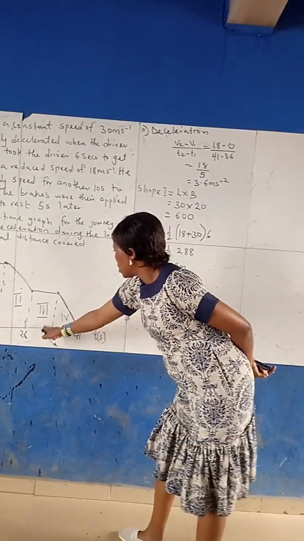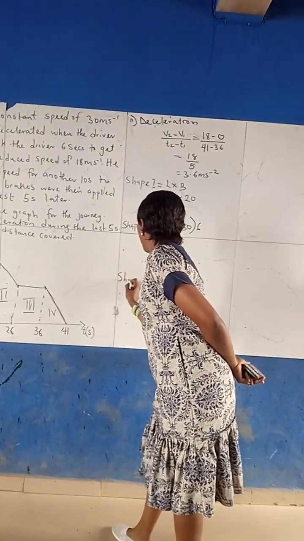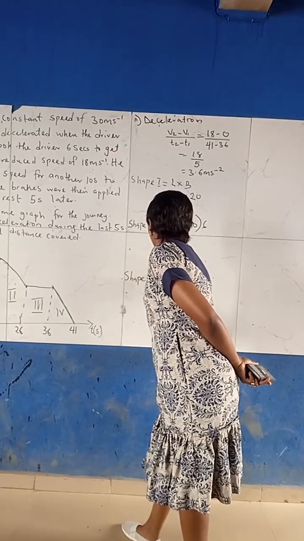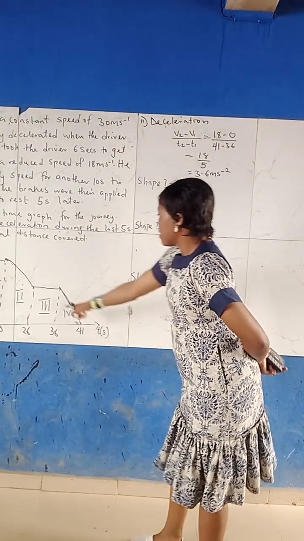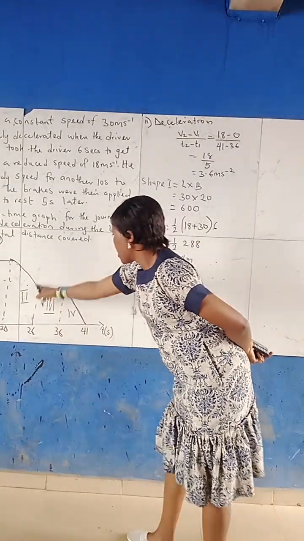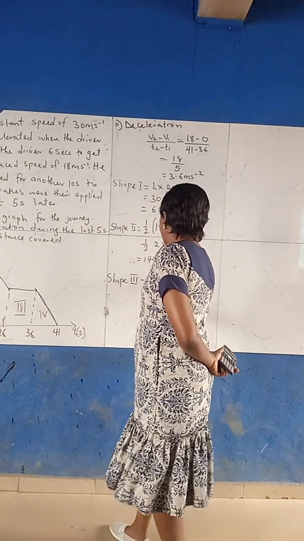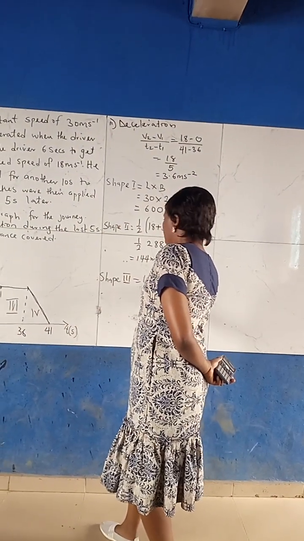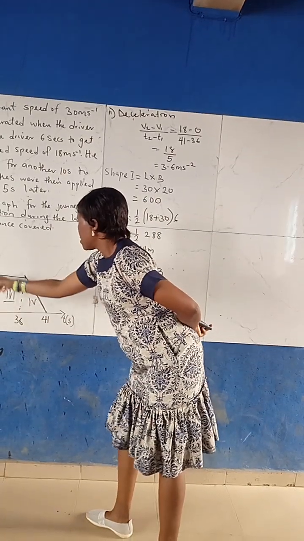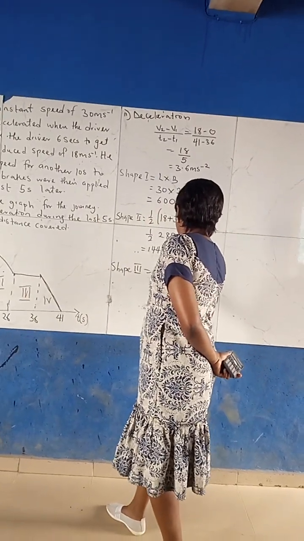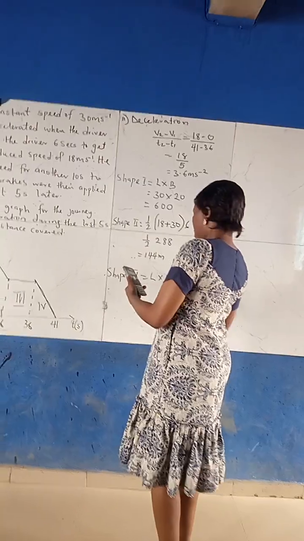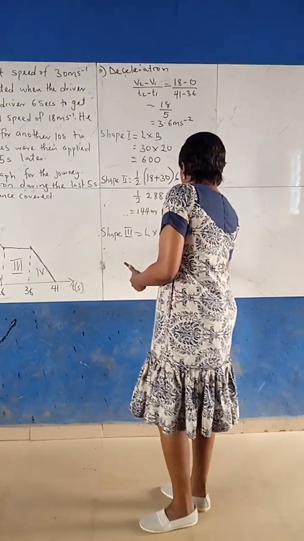Then the next one, my shape 3. The third shape there is a rectangle. This is 18 multiplied by 10. That is length times breadth. This is 10 and this is 18. That is 10 times 18, and that will give me 180.